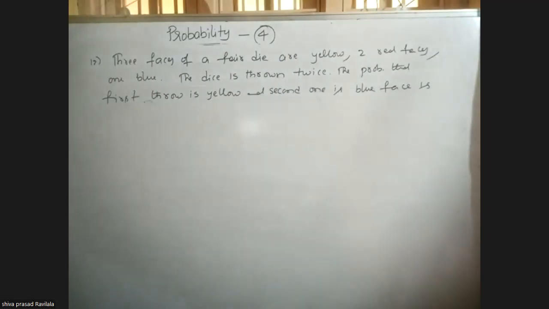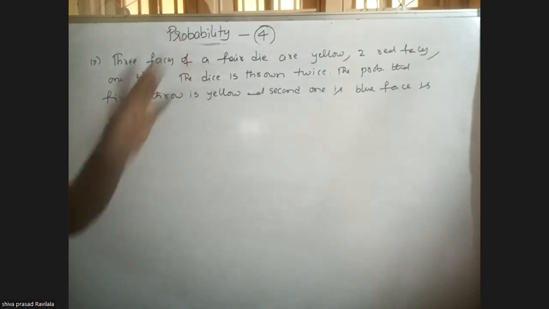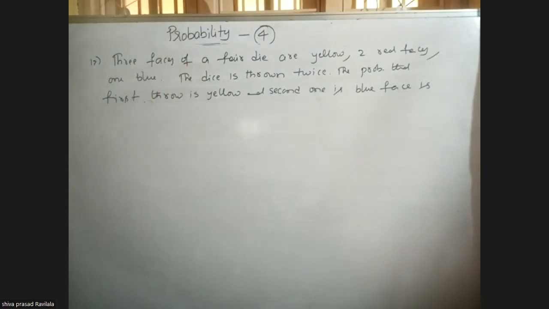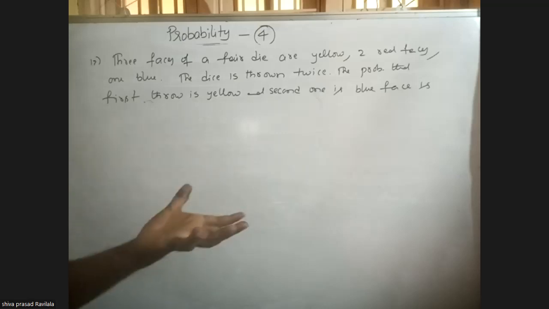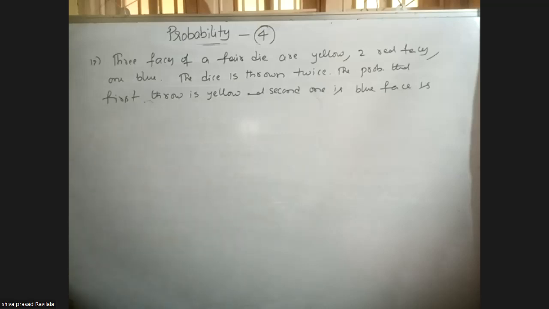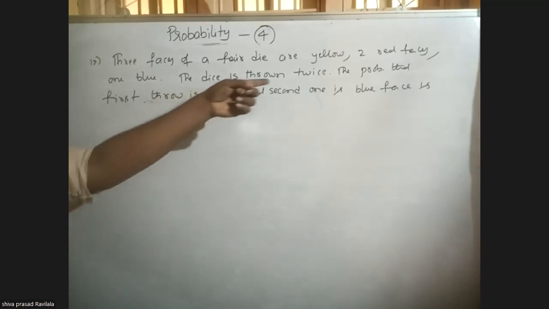Okay. The die contains 6 faces. In these, 3 faces are yellow, 2 are red and 1 is blue. Throwing a die, tossing a coin, all these are independent events. First one may be red, second may be red, third may be yellow, fourth blue, like that. There are different chances. The first throw has no influence on the second. All are independent events. The die is thrown twice.